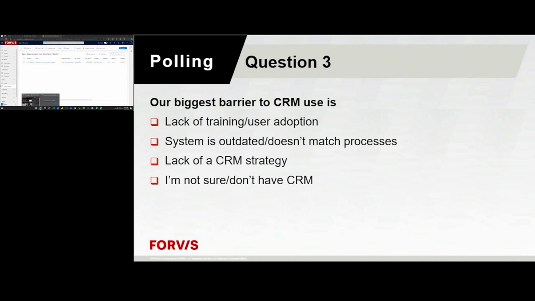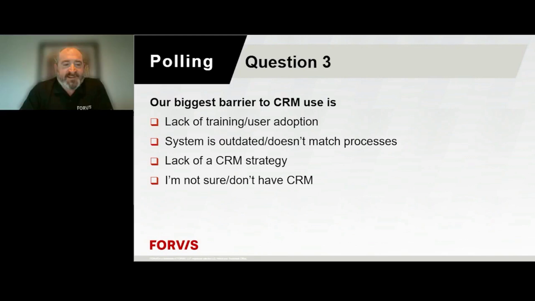We covered a lot of things in this webinar so far. To be a power user, to really get that return on investment from it, to get fully supported, is a lack of training or user adoption? Is your system outdated, or does the system not match your processes? Maybe it's a lack of processes on that one as well. Lack of a CRM strategy, or, I'm not sure, we don't have a CRM. So, to get your CPE vote in there.